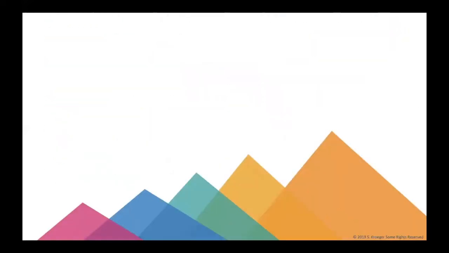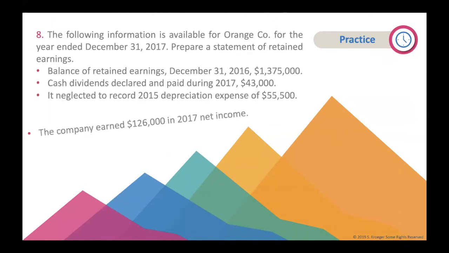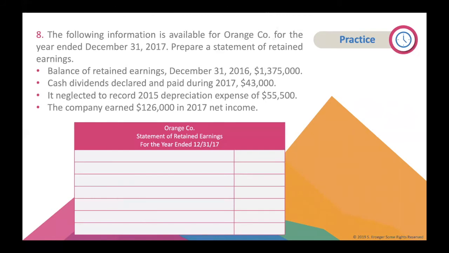Here's our last practice problem of the chapter. It's number 8. The following information is available for Orange Co. for the year ended December 31st, 2017. Prepare a statement of retained earnings. The balance of retained earnings on December 31st, 2016 was $1,375,000. Cash dividends declared and paid during 2017 was $43,000. It neglected to record 2015 depreciation expense of $55,500, and the company earned $126,000 in 2017 net income.